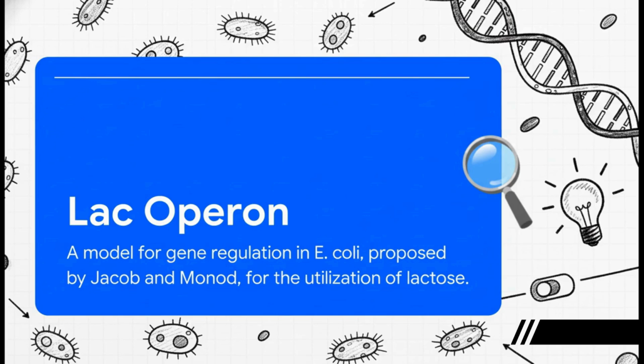So what exactly is this Lac Operon? Well, it's basically a perfect little model that shows us how gene regulation works in simple critters like E. coli. It was figured out by two super smart scientists, Francois Jacob and Jacques Monod, and its whole job, its entire purpose, is to let the bacteria use lactose, milk sugar, for energy. But here's the clever part. It only does this when lactose is actually around. It's all about not wasting energy.